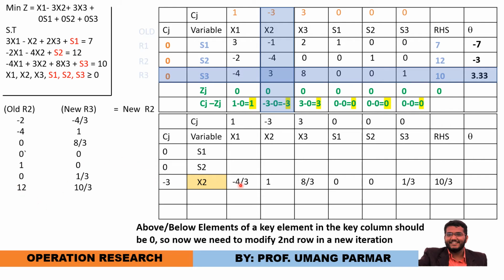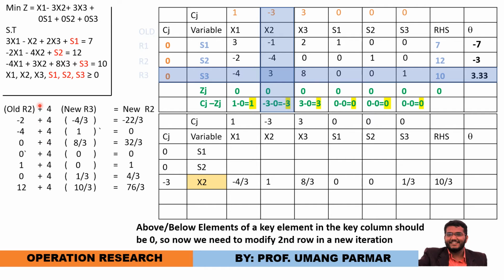My modified new key row will be here -4 by 3, 1, 8 by 3, 0, 0, 1 by 3 and 10 by 3. And I want 0 in the second place. So we need to make some kind of mathematical equation between these so that I get the 0 here. For that I need to multiply this value by 4 and then add. So first we are going to add 4 times this value and we will get the answer. So this value 1 is multiplied by 4 and then added.